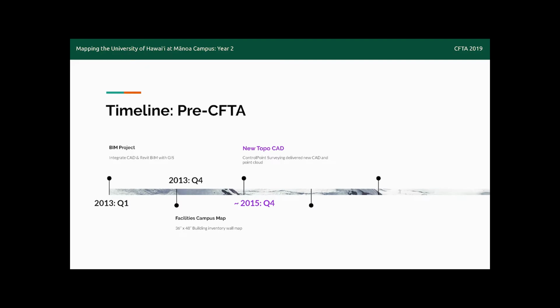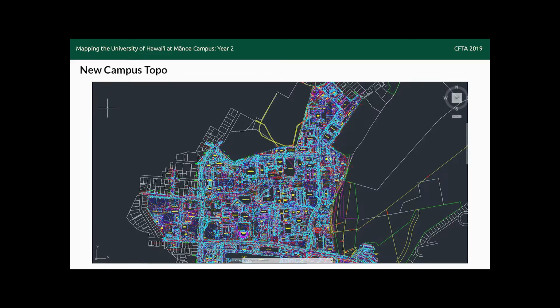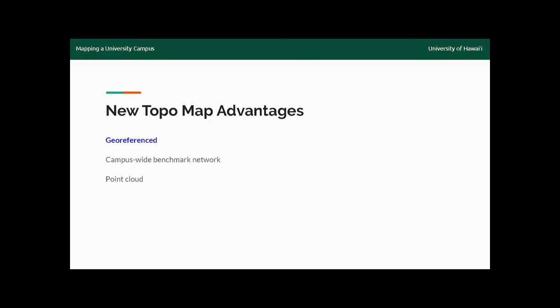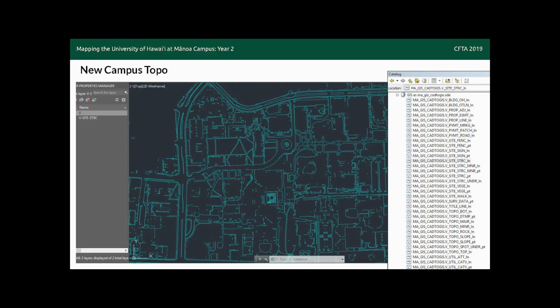So, two years after that, a new topo came in, which means all the work I've done before from the previous topo I have to do again, because those two systems didn't line up. But the good thing about this new topo is it's georeferenced, so I don't have to change the coordinates in CAD itself. I could just isolate each layer.